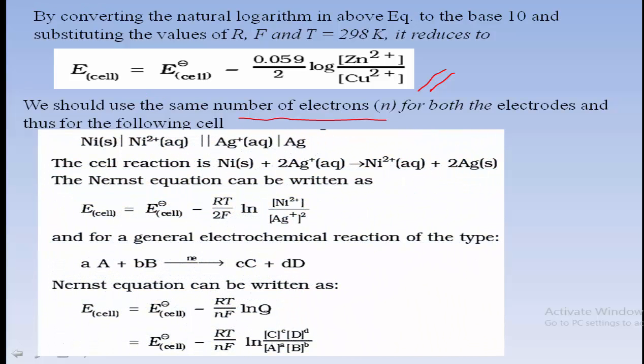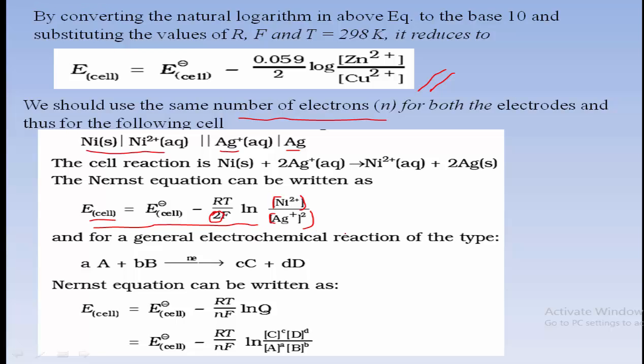Next, for another electrochemical cell, if we have taken nickel, which gets oxidized to nickel plus 2, and Ag, where Ag plus gets reduced to Ag. In this reaction, how can we calculate the E cell, that is cell potential? It can be determined as E cell minus RT divided by 2F ln Ni plus 2 divided by Ag plus 2. Here always at the numerator the oxidized form will be written, and at the denominator the reduced form will be written, and hence the equation will be like this. Remember, here also 2 electrons are exchanged, and hence we can take the value of N as 2, and also if we substitute the values of R, T and F, we can write 0.059 divided by 2 ln Ni plus 2 divided by Ag plus 2.